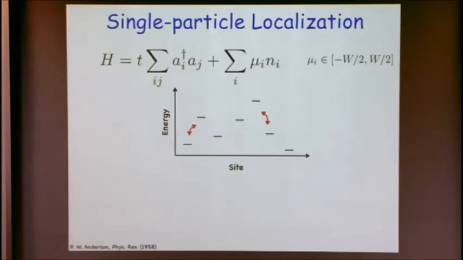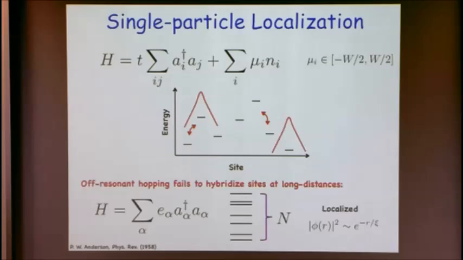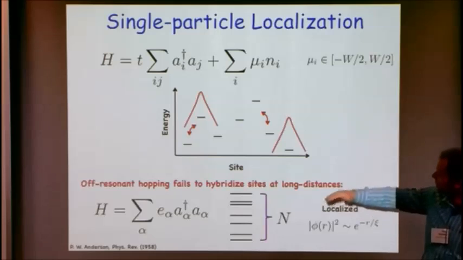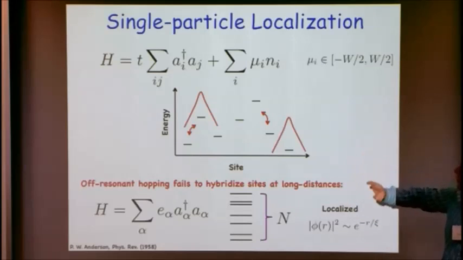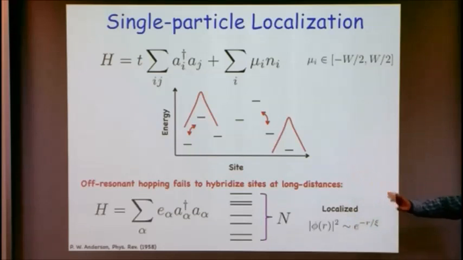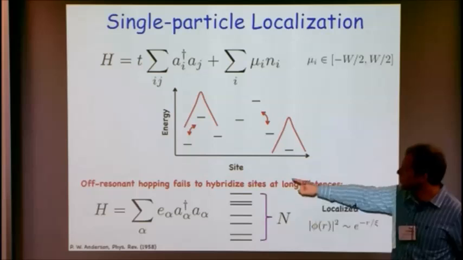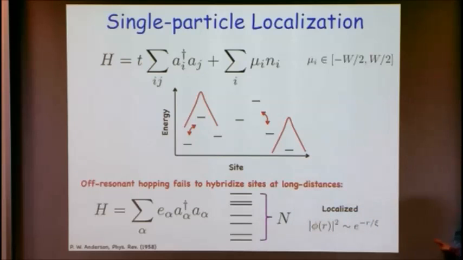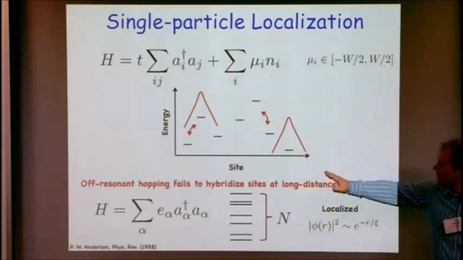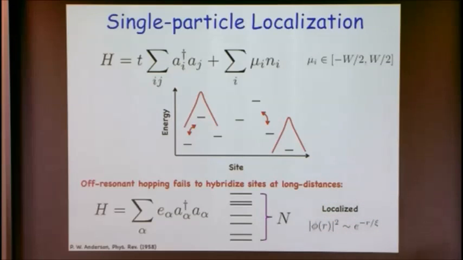And what happens in the simplest picture of Anderson localization is that turning on this hopping between the sites perturbatively is trying to delocalize the single particle wave functions between sites. But this off-resonant hopping, it's very weak hopping between very different levels, fails to hybridize the sites at long distances. So basically, I have n single particle levels, and they, roughly speaking, have both a location in space and an energy. They're not extended through the system.